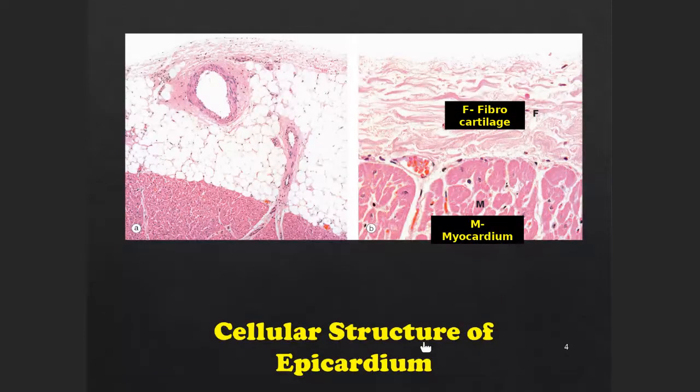Now the cellular structure of epicardium. How will the epicardium look like? If you remember, it has been said that there are a lot of fat cells, so these all are fat cells. There will be fibrocartilage. There would be myocardium below it also, in which you can see the cardiac muscle cells also. Okay.